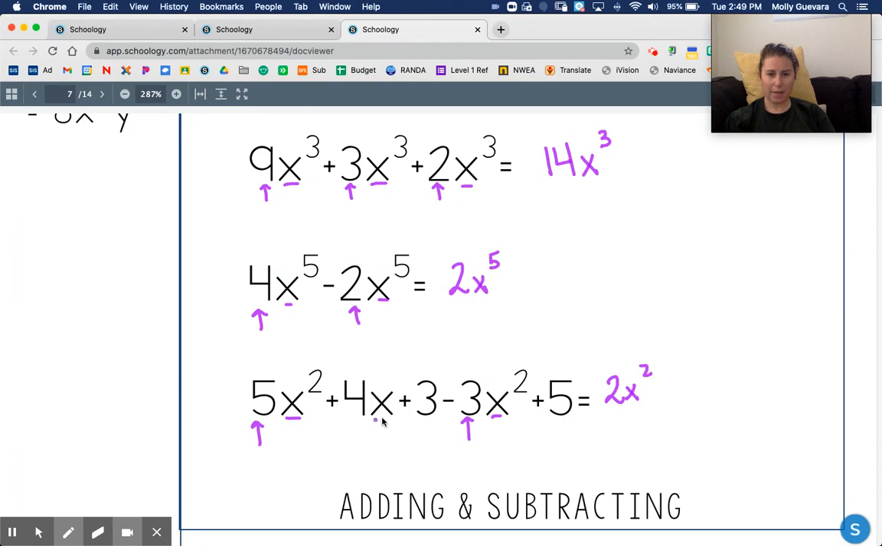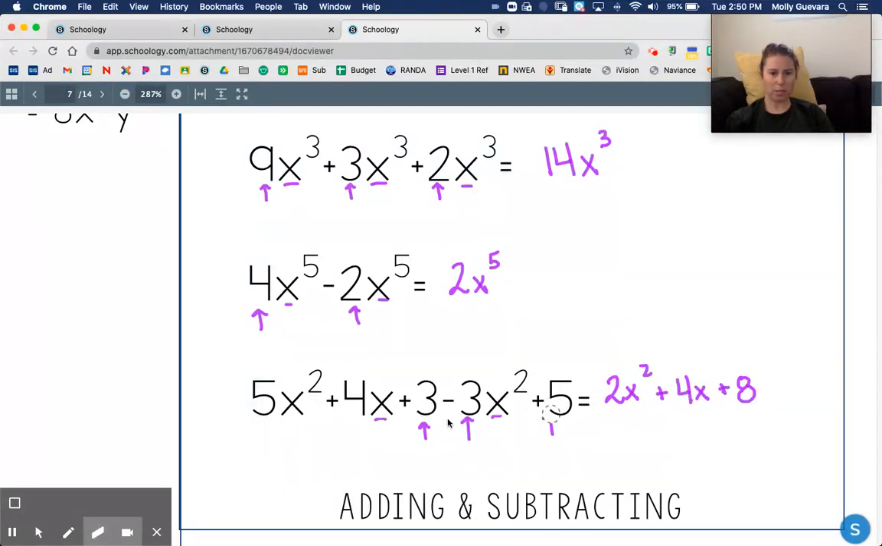Then I have an x term. None of my other terms have just a 1x, so it'll be plus 4x. It doesn't change. And then I have positive 3 plus 5, which is 8. So I'm literally just combining my like terms.